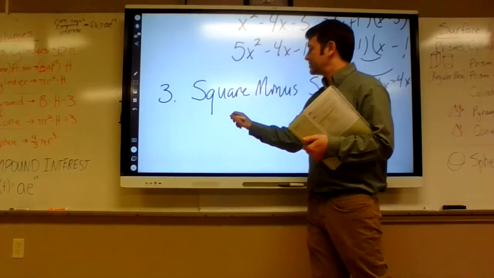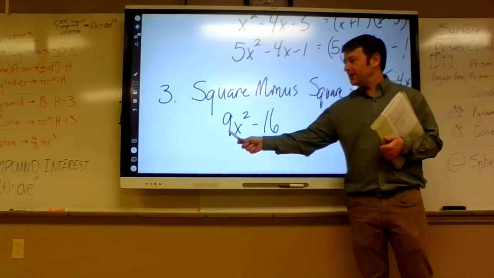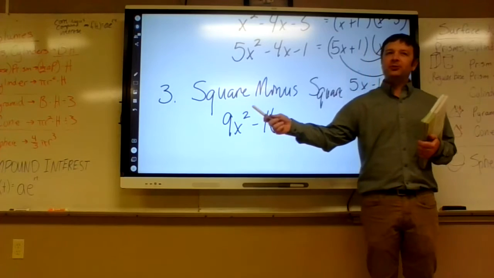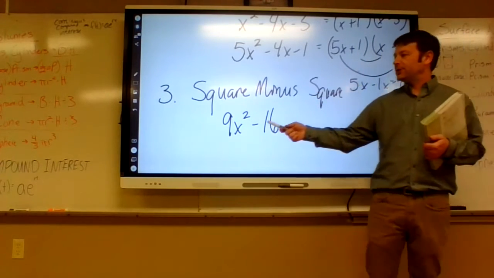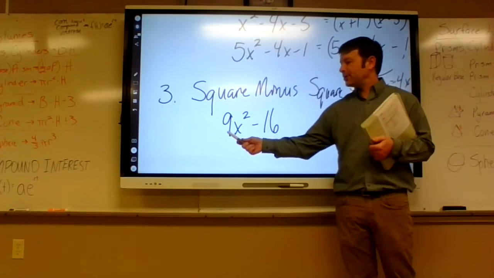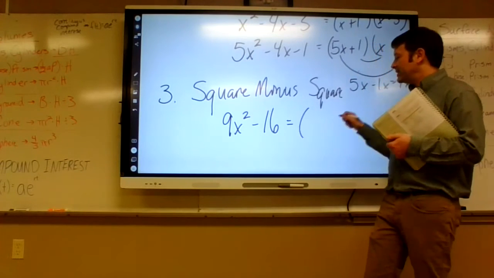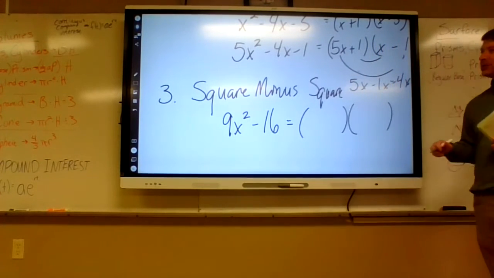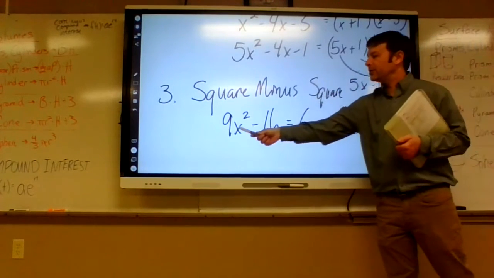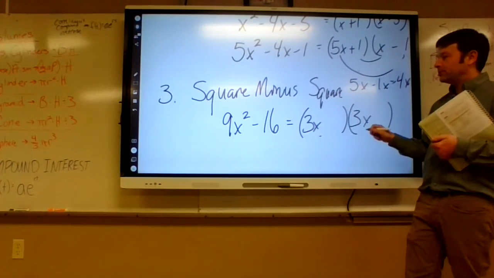So an example is like 9x squared minus 16. A square is, well, x squared, that's a square. But also 9 is a square because why? 3 squared equals 9. 4 squared equals 16. So squares are things that have square roots. Okay, basically it sets up just like a 3-term problem. What goes on the front? What goes into 9x squared? 3x and 3x. This is actually probably the easiest one we're going to learn.